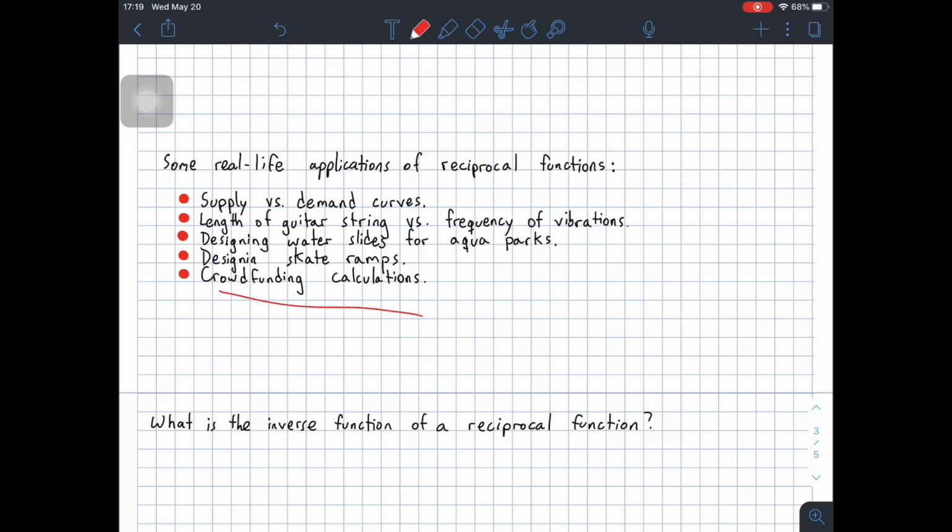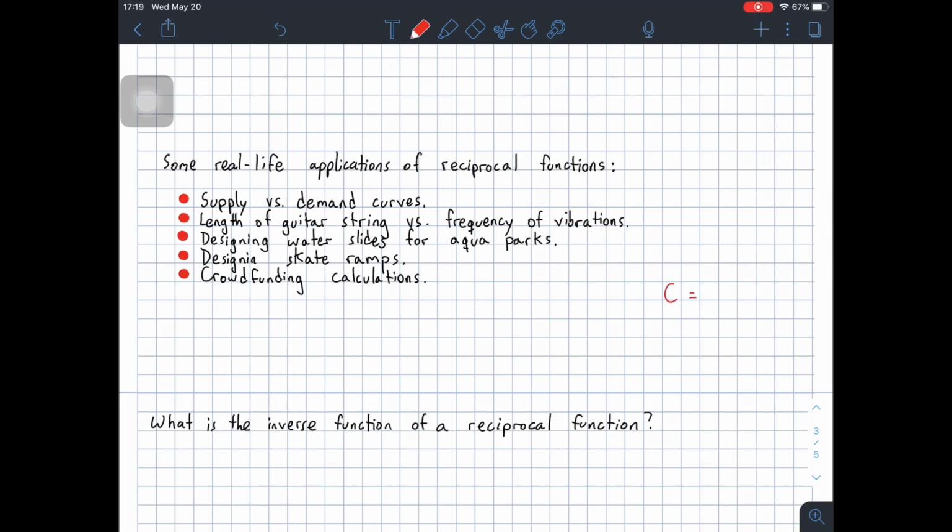Then crowdfunding calculations. That's basically whenever you want to calculate how much you need to pay. Let's say you're all buying a gift for one of your classmates, and the gift costs 100,000 guaraníes, for example. So if you want to calculate how much each of you needs to contribute for the gift, you calculate it this way.